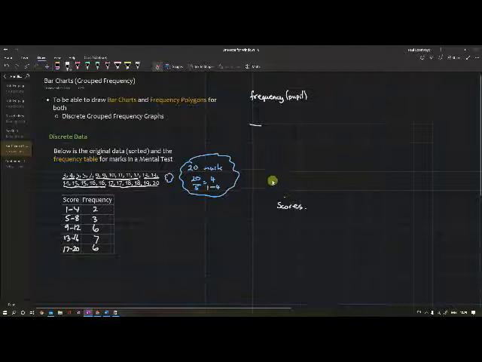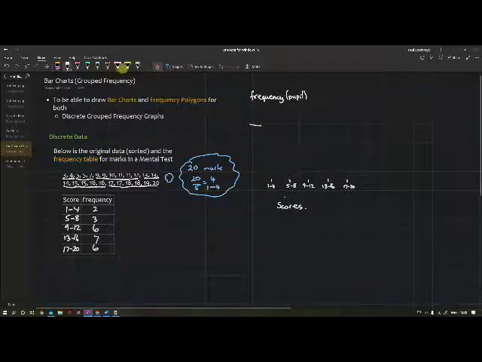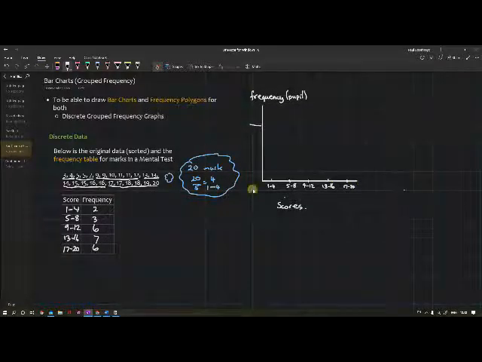So I'm going to have a marking here for 1 to 4, 5 to 8. Make sure the gaps are even. 9 to 12, 13 to 16, and 17 to 20. And my frequency axis, let's draw the axes in now. Remember, I've got a gap from the 0. I'll draw it like that. Okay, now vertically I want the frequency, and the frequency traditionally starts at 0.